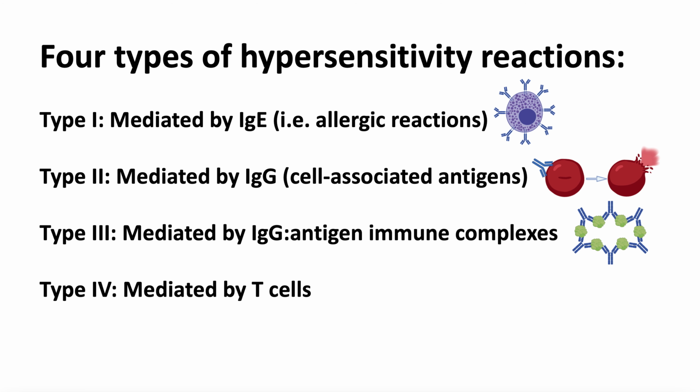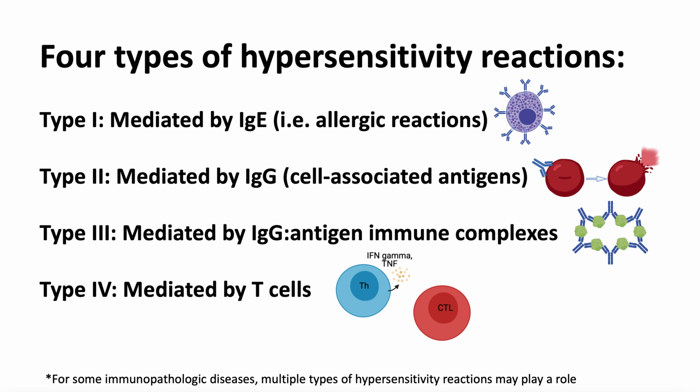And lastly are type 4 hypersensitivity reactions, and these are reactions mediated by T cells, either by T helper cells that produce cytokines such as interferon gamma and tumor necrosis factor, or by cytotoxic T lymphocytes. It's important to note that these are reactions, and for some immunopathologic diseases, multiple types of hypersensitivity reactions may play a role.